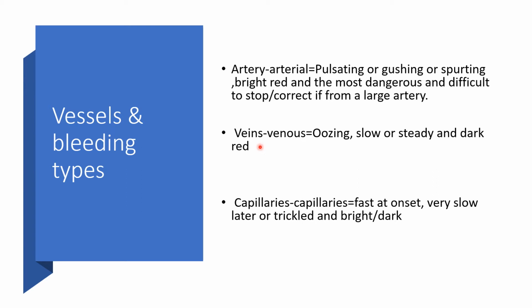If it is from the veins, then it's referred to as venous bleeding, which will be oozing, slow or steady, and it will appear dark red. If it is from capillaries, the pattern of bleeding is, of course, from the capillaries. At onset it might be a bit fast, but later on becomes very slow, a trickle, and might be bright or dark red.